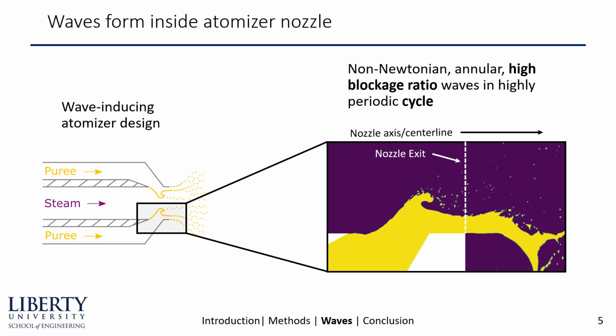So we have this wave-inducing atomizer design, which you see on the left, with the central steam flow, annular puree flow, and these waves form inside the nozzle. On the right, you can see a snapshot from a CFD simulation of a wave rising up towards the nozzle exit. Keep this frame in mind as we'll see it on the next few slides. The top of it is the nozzle axis center line. So these are non-Newtonian, annular, high blockage ratio waves that form in a highly periodic cycle.